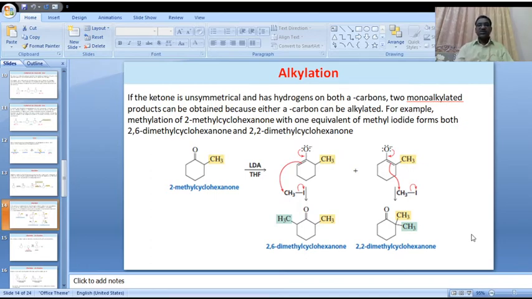This is about alkylation in ketones, that is, unsymmetrical ketones. In that case, the reaction can proceed with either side alpha carbon being alkylated, in the same manner. Okay.